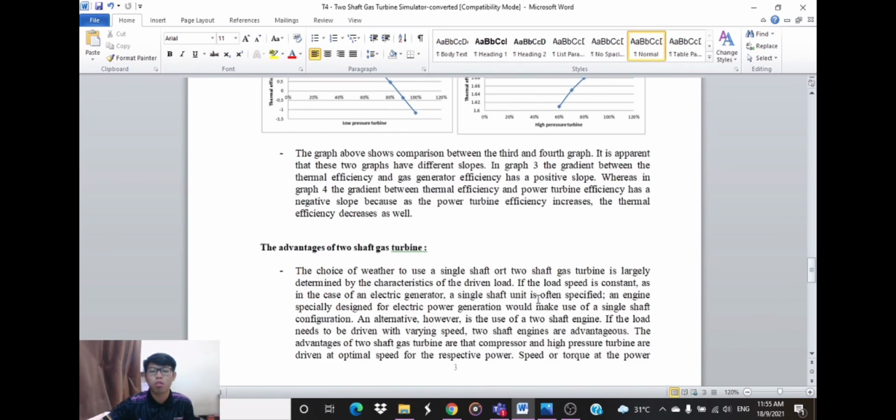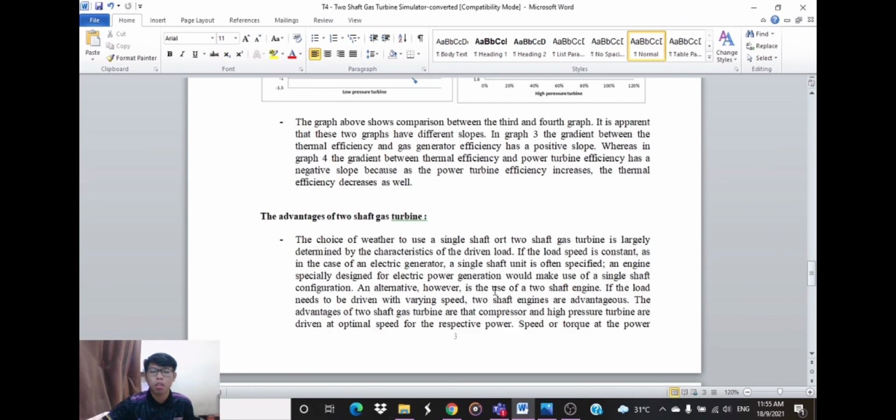For the advantages of a two-shaft gas turbine, the choice of whether to use a single shaft or two-shaft gas turbine is largely determined by the characteristics of the driven load. If the load speed is constant, as in the case of an electric generator, a single shaft unit is often specified. An engine specially designed for electric power generation would make use of a single shaft configuration. An alternative, however, is the use of a two-shaft engine if the load needs to be driven with a varying speed. Two-shaft engines are advantageous.